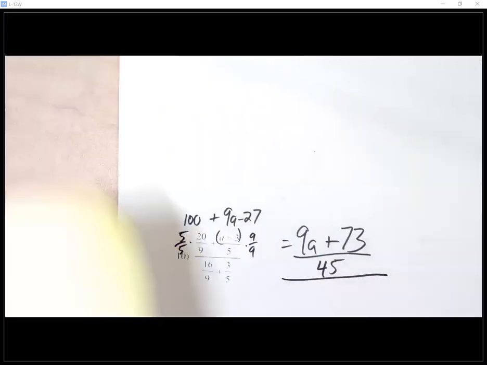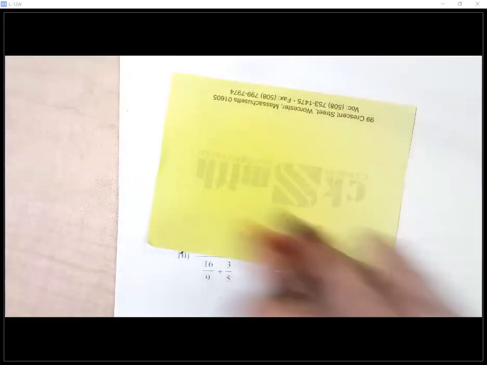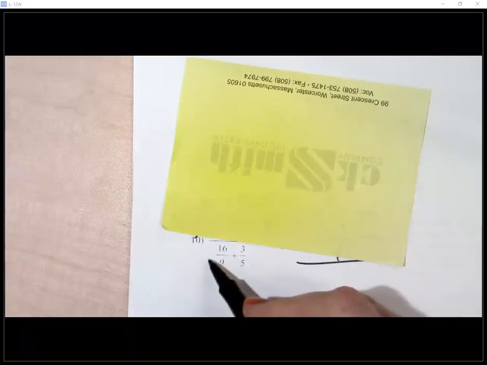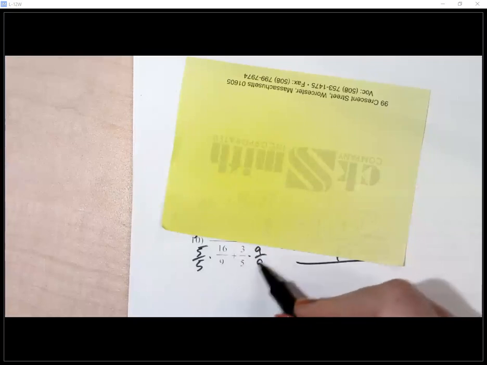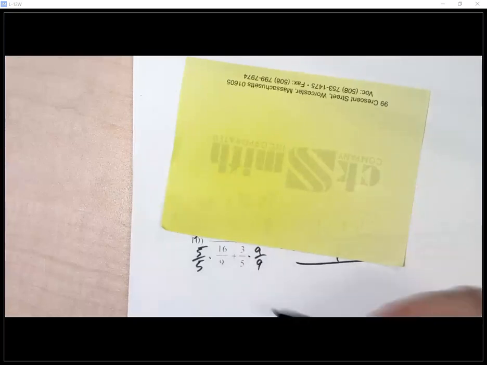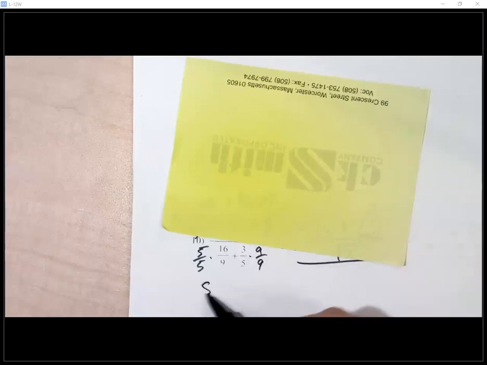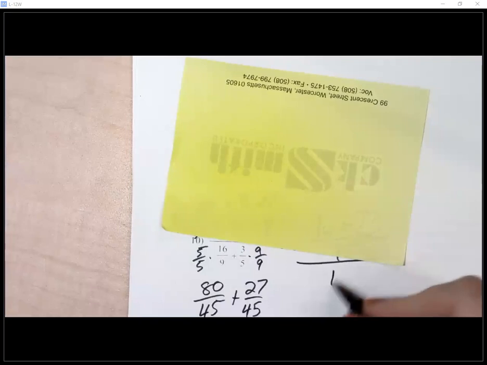Same thing. So pretend the numerators don't even exist. Now I'm coming over here. It just so happens that the common denominator here is also going to be 45. That doesn't normally happen, but it did this time. What's 5 times 16? It's 80. So I get 80 over 45 plus 27 over 45, which is 107 over 45.